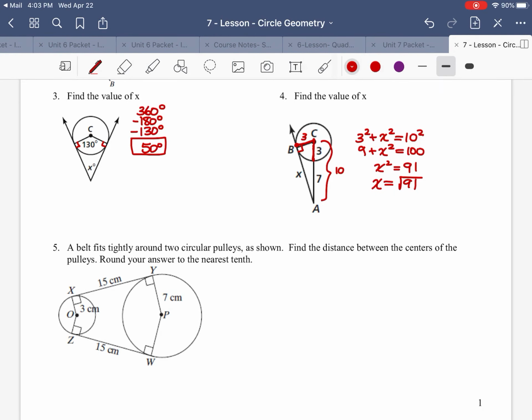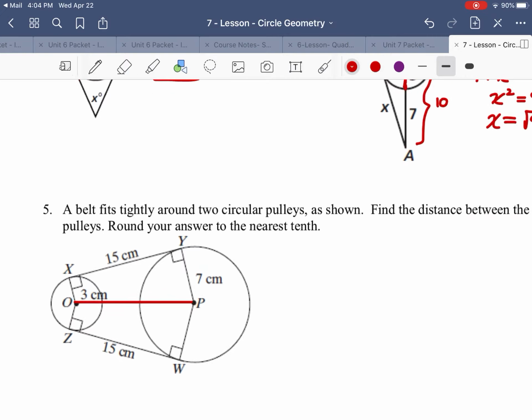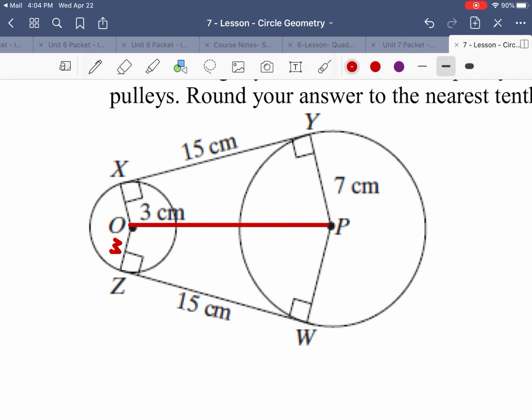like you are in the next example. A belt fits tightly around 2 circular pulleys as shown. Find the distance between the centers of the pulleys. They didn't give us that part of the diagram, but there it is. So I have to find those particular values, and we are going to round our answers. Now we do have some information here. That 3 centimeters is related to the radii. So let's label this up.